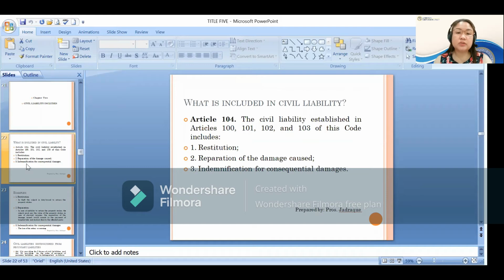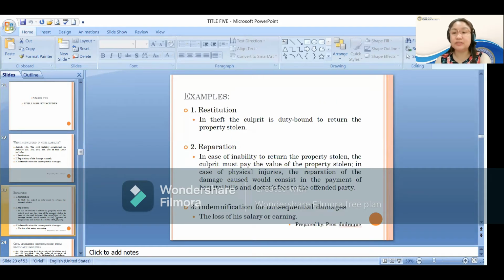So what is included in civil liability as provided under Article 104? It includes restitution, reparation of the damage caused, and indemnification for consequential damages. To illustrate the three so that you can at least understand the difference between the three terms, when we say restitution, to illustrate this one would be in a case of theft, for example.